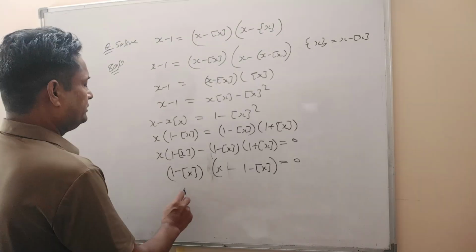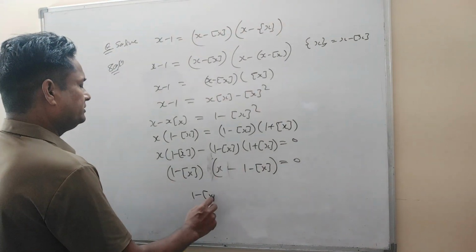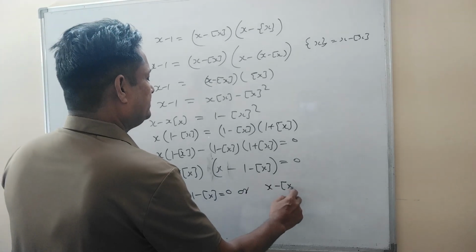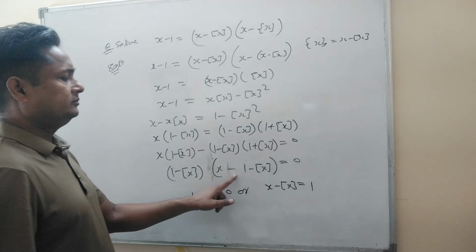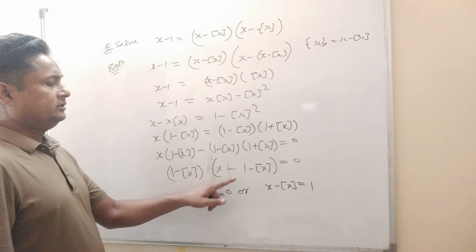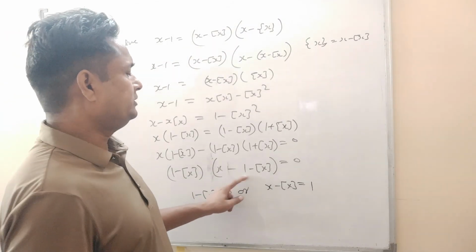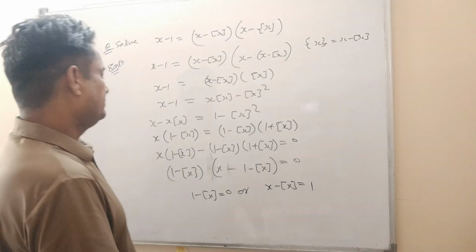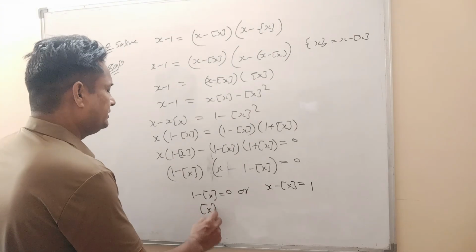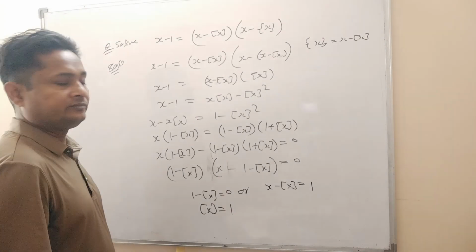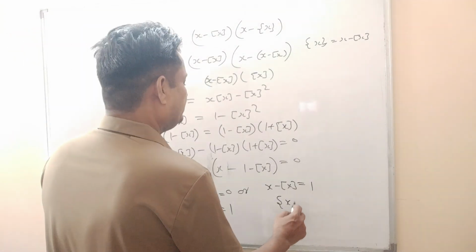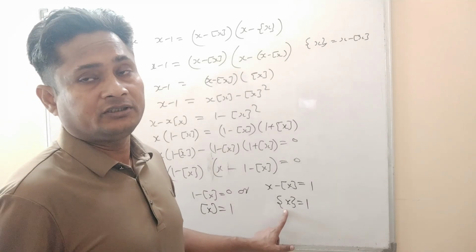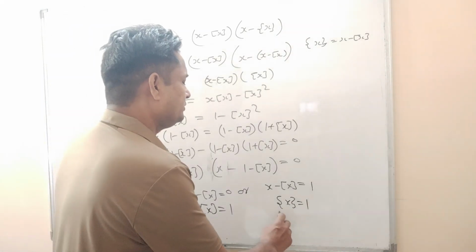Right. So 1 minus greatest integer x is equal to 0 or x minus greatest integer x is equal to 1. This will be 0 and this will be 0. So x minus greatest integer x is equal to 1, and this is greatest integer x is equal to 1. And this is fractional function x is equal to 1. Fractional function can never give you an integer value. So from here there is no solution.